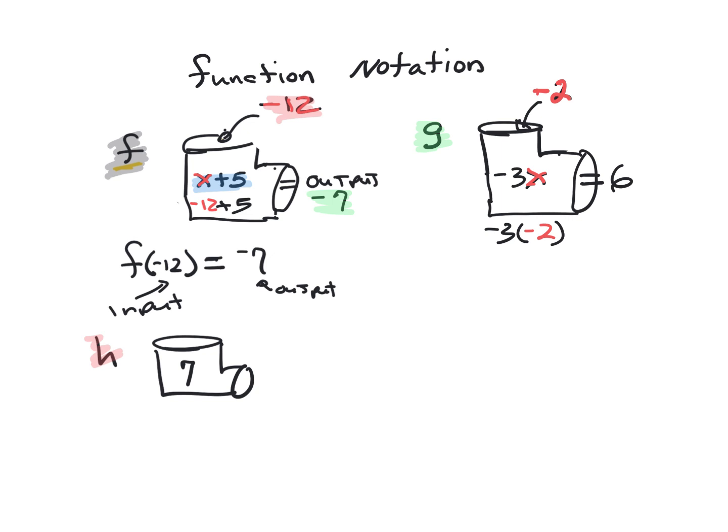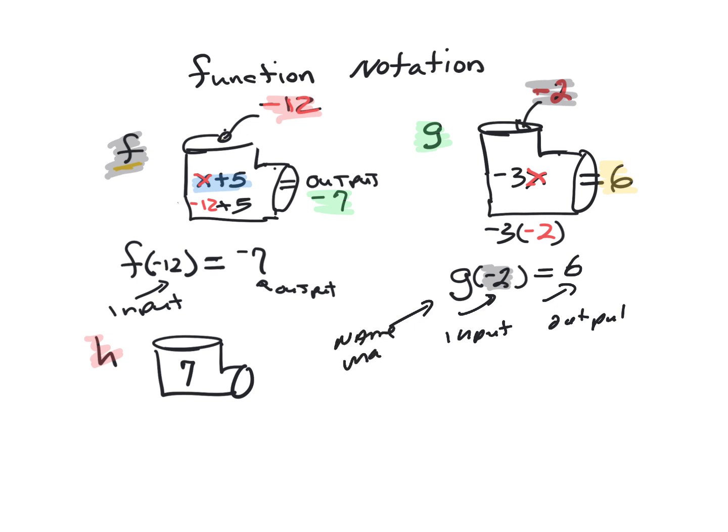that machine. So we can use this fancy notation that says G was the machine we were using, and what we put into the machine was -2, and what we got out of the machine was 6. And that's what this notation means. So this is your input. This is your output. And the G is the name of the machine that you're using. And the -3X is called the rule of the machine.